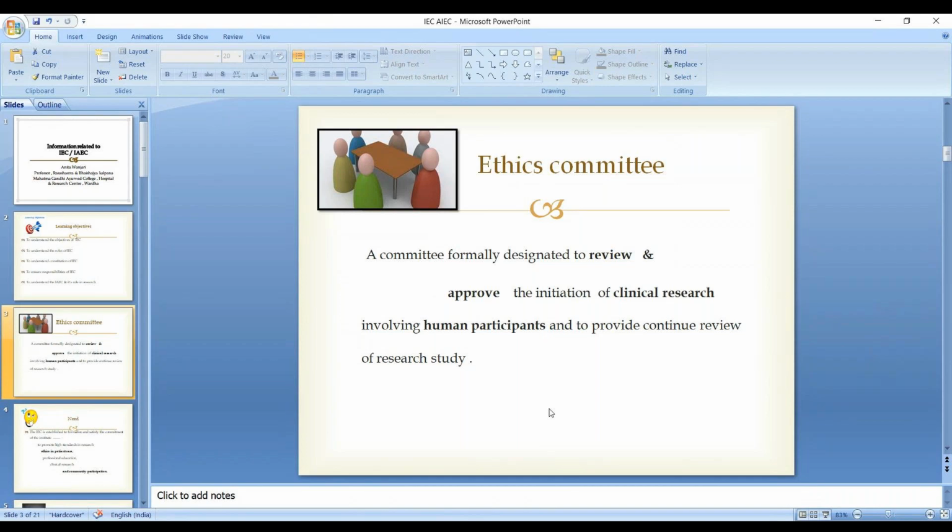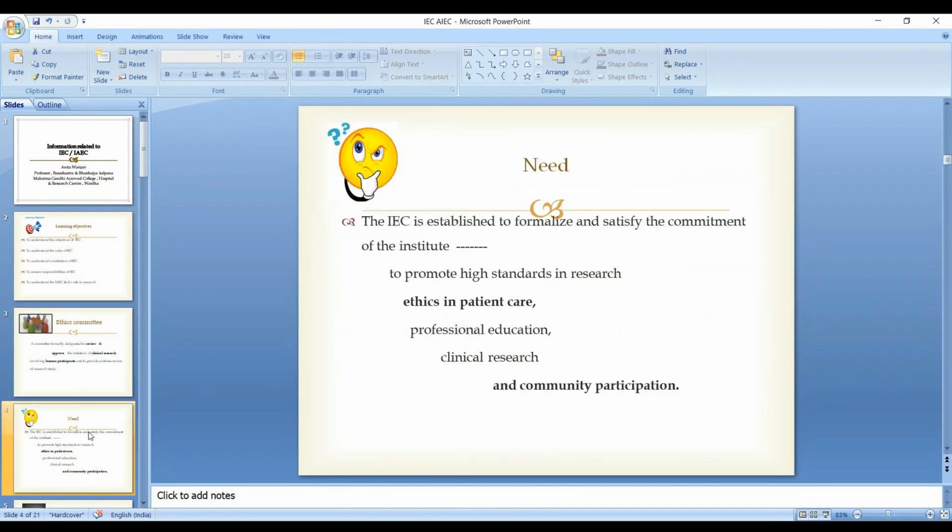So there are many conflicts regarding this. IEC, why is it so stringent? इसका रोल क्या है? Why is it there? What is the need? जब हम पूरी तरह से देख चुके हैं, अच्छे से कर चुके हैं, तो इसका नीड क्या है ना?